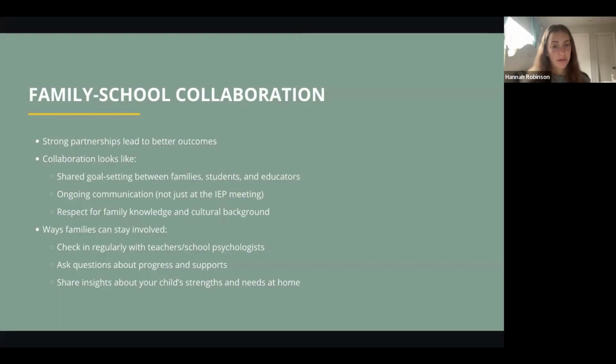Some ways that families can stay involved: they can check in regularly with their teachers and school psychologists. They can continue to ask questions about their student's progress and supports, and continue to share insights about your child's strengths and what they may continue to need as things change. And so it's important to stay updated with your team members and continue to share those insights.